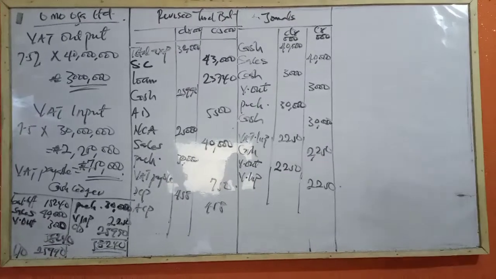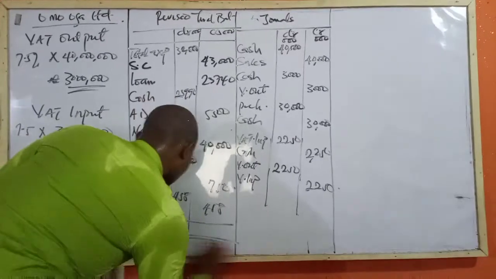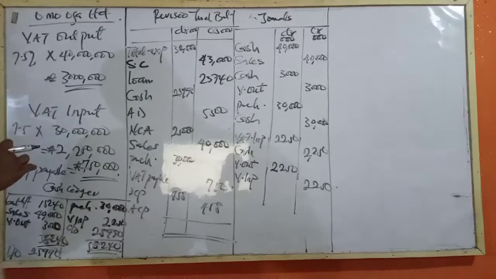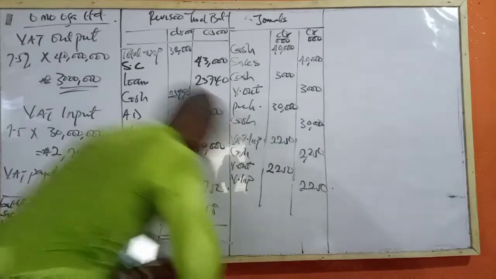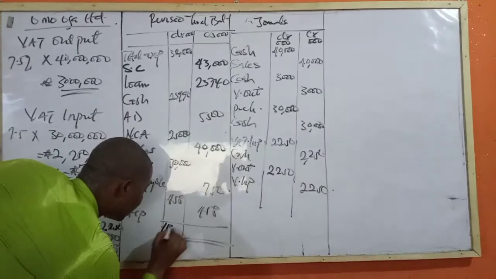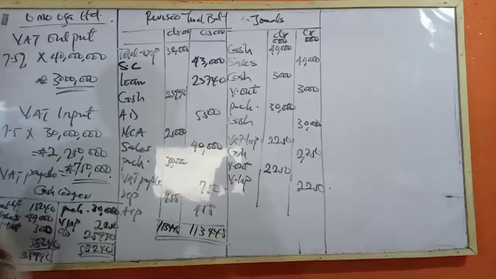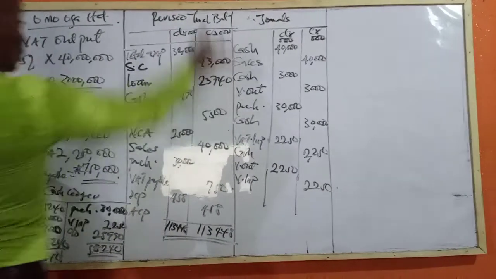So that's it. Total there is 113,448. We have 113,448, 113,448. So that is it now for the VAT and the debit side is equal to the credit side.